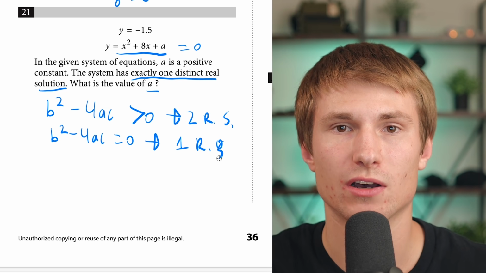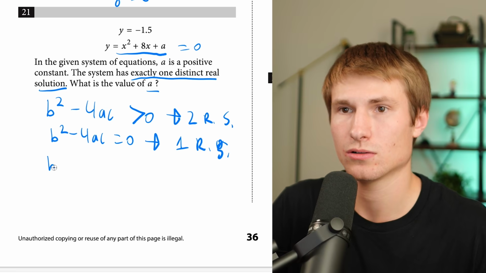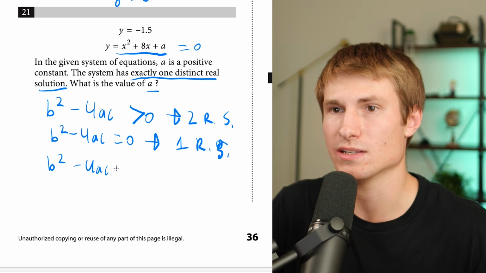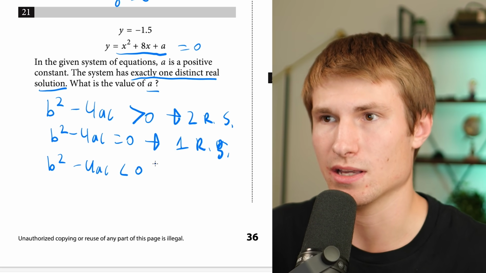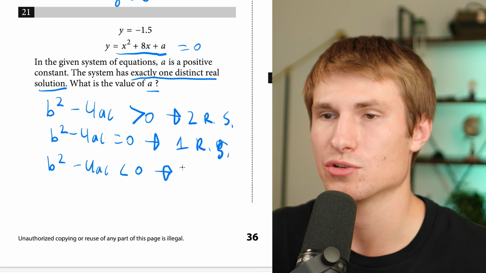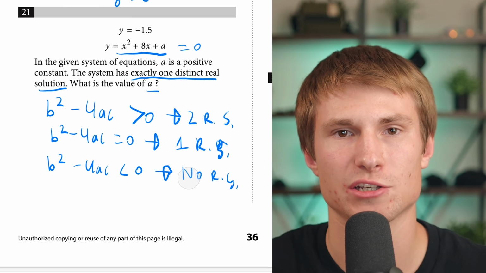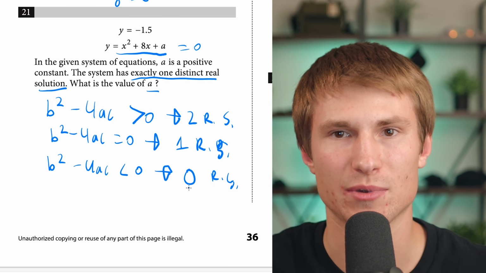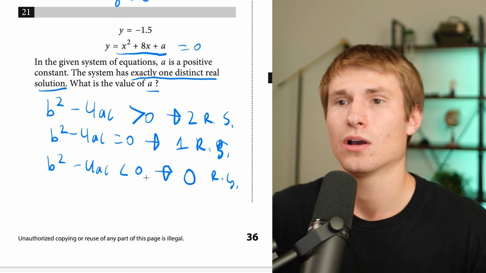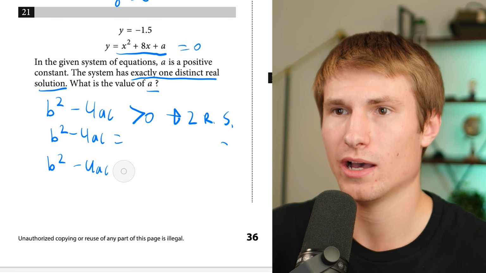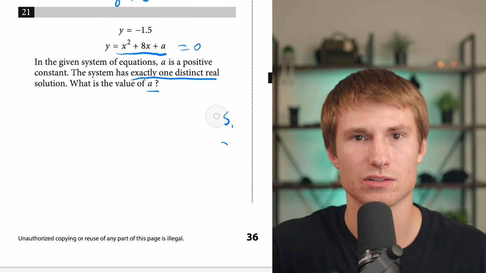And what if this value is less than 0? Well, if b squared minus 4ac is less than 0, then there are going to be no real solutions. I should express that as 0 real solutions, because that's the way it is commonly shown on the SAT. With this being said, I want to go over how we apply this in this question.